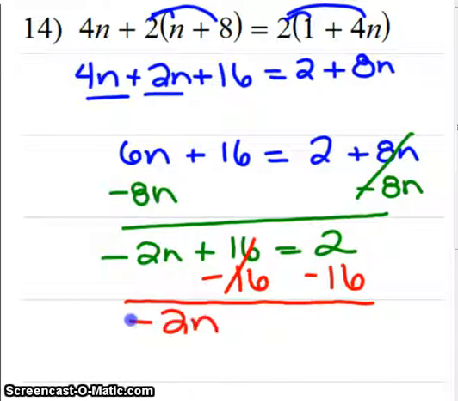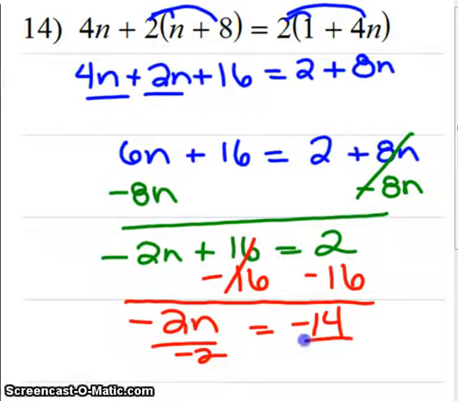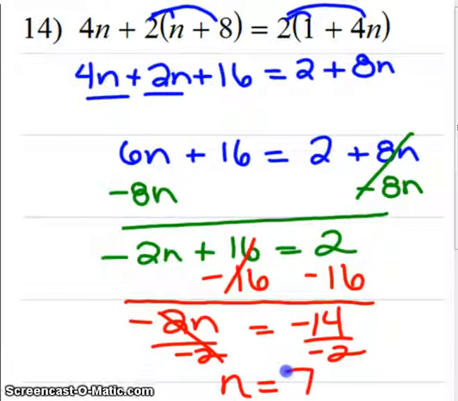Bring down negative 2n. 2 minus 16 is negative 14. One-step equation. To undo multiplication, we use division. So our final answer is n equals negative 14 divided by negative 2, which would produce a positive 7.